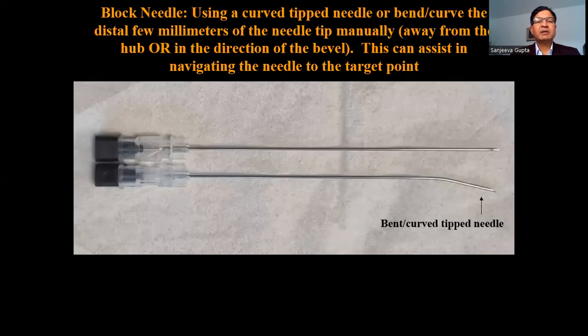The block needle is also extremely important. Using a curved tip needle, or a needle with a slight bend at the tip, a few millimeters bent, can be very helpful. I normally bend the needle manually, and I bend the needle away from the hub, as in my opinion, that helps me navigate the needle to the target point.